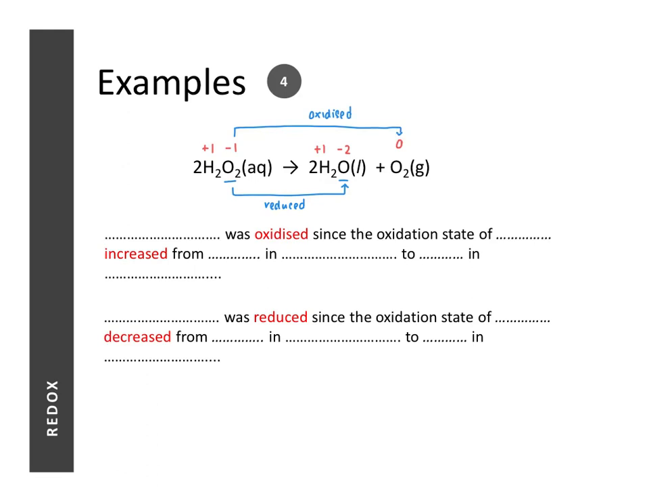How do we use the template to write out? So hydrogen peroxide was oxidized since the oxidation state of the atom, which is oxygen, has increased from -1 in H2O2 to 0 in oxygen. Similarly, hydrogen peroxide was reduced since the oxidation state of oxygen decreased from -1 in hydrogen peroxide to -2 in water.